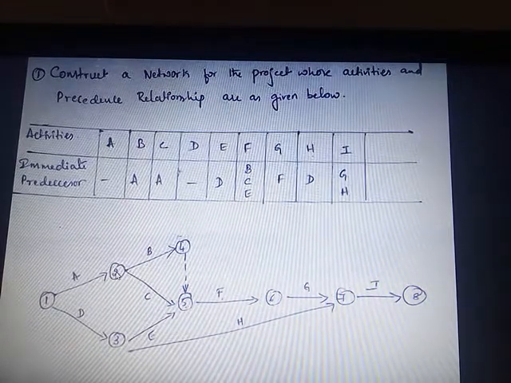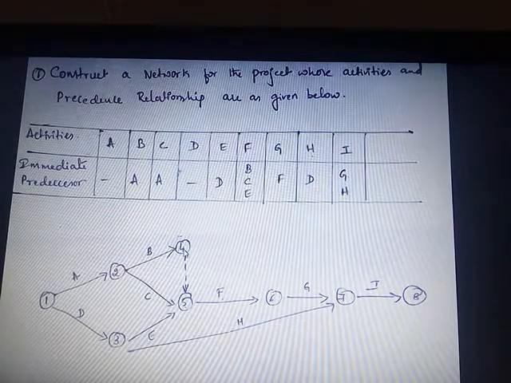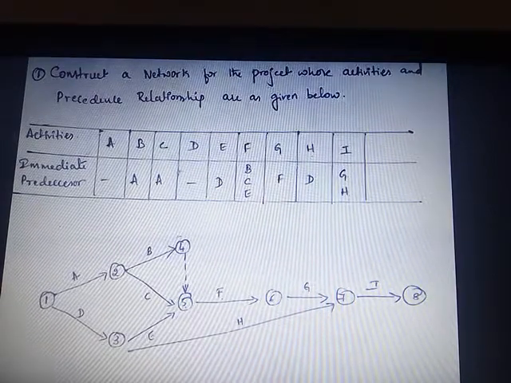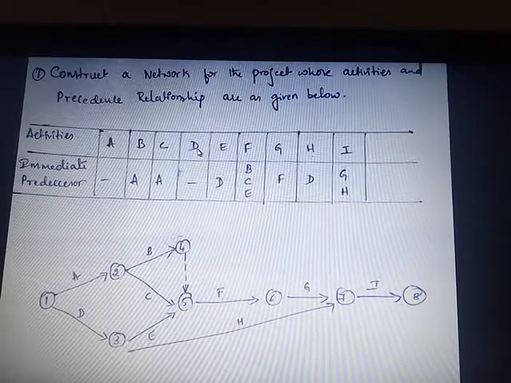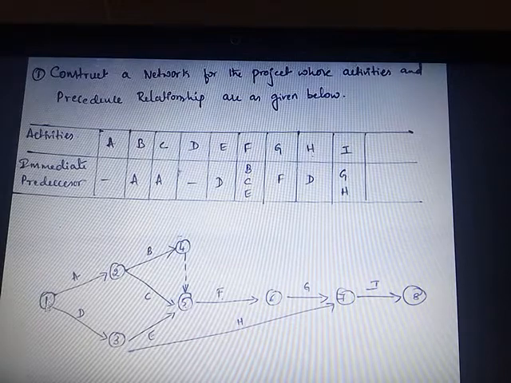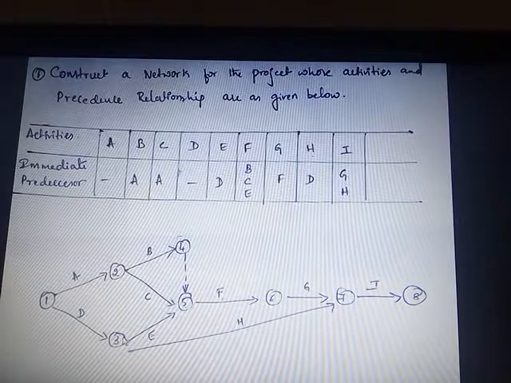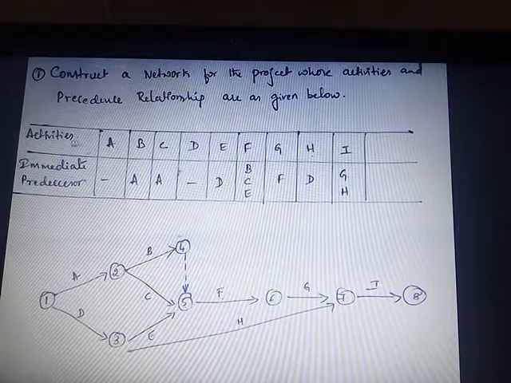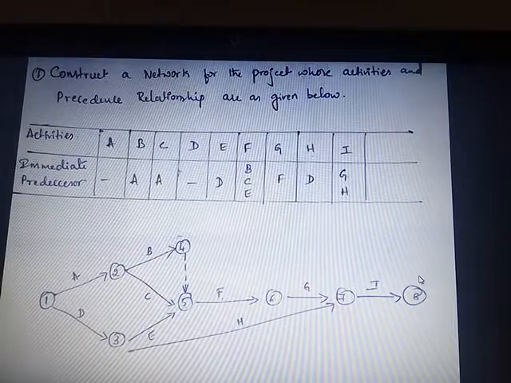B also has a starting as well as an ending node, 2 as well as 4. Why I have written 4 is that D is a starting activity, that is, it does not have any immediate predecessor, so it is also a starting activity. So from the node 1 only D has to come. So I have written event 1, event 2 and the 3rd event. So before going to construct the network, we have to analyze the given data, that is activity as well as the immediate predecessor. Then only we can construct.